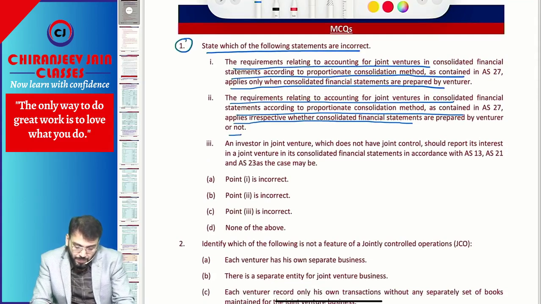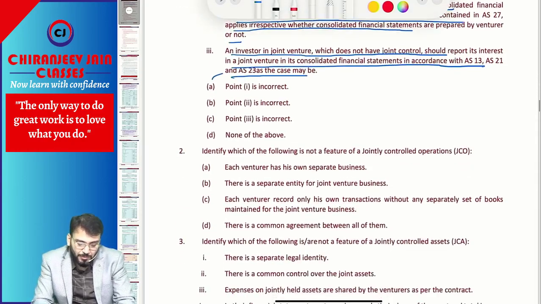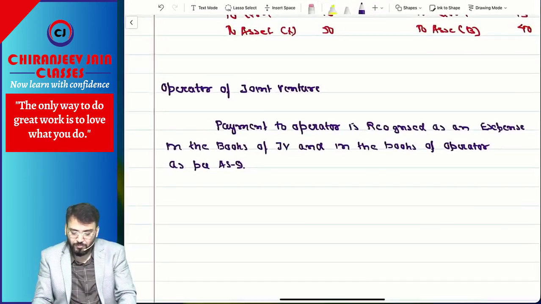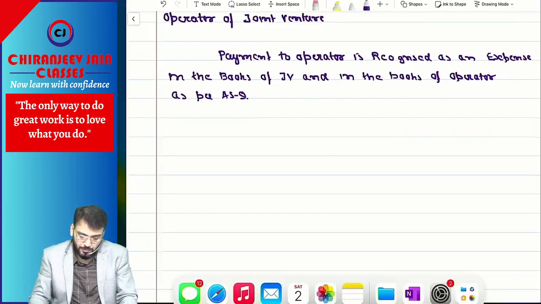Then, correct. An investor in joint venture which does not have joint control should report its interest in joint venture in CFS in accordance with AS 13, AS 21 or AS 23 as the case may be. This is correct. Doubt will come in 1 and 2. So just try to understand what they want to say, everyone.